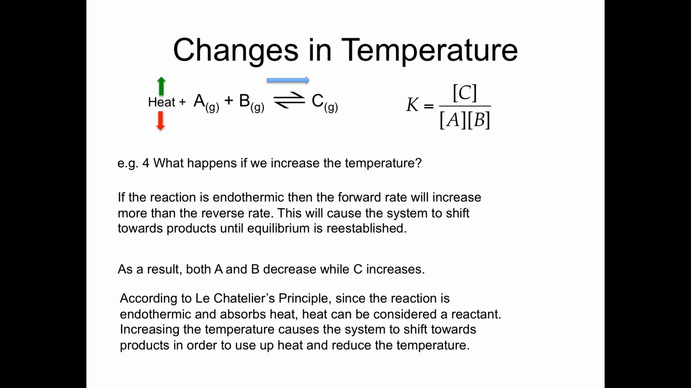So the types of changes that we can use Le Chatelier's principle to predict for changes in a system at equilibrium are changes in concentration, changes in pressure, and changes in temperature.